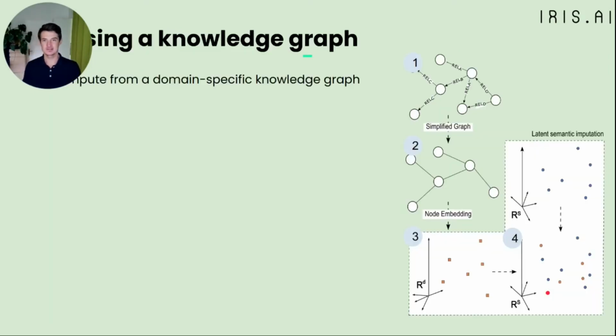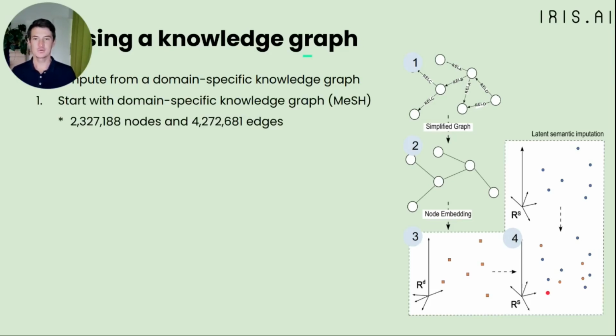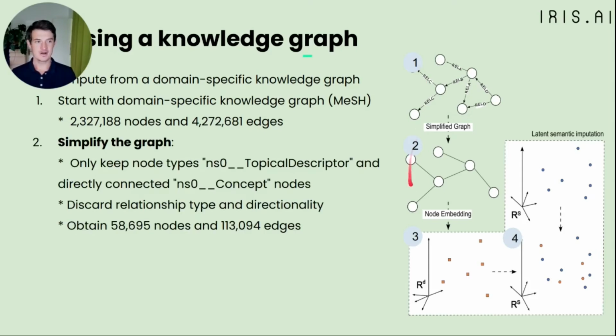Now that we've trained the word embedding models, we can proceed to perform LSI. However, since we start from a knowledge graph instead of a domain embedding space, we need to extend the original LSI procedure by first creating the domain space from the knowledge graph as follows. We start with the full 2021 MeSH knowledge graph containing around 2.3 million nodes and 4.3 million edges. We simplify the graph by only retaining nodes of type topical descriptor, as well as directly connected nodes of type concept. We also discard relationship type and directionality. This yields an undirected graph of roughly 59,000 nodes and 113,000 edges.